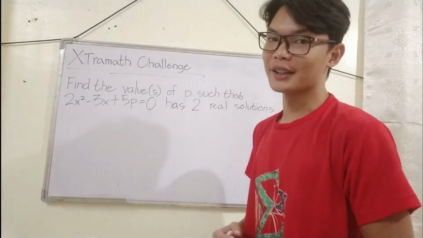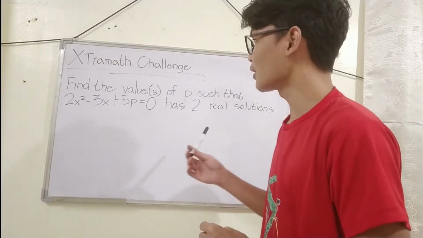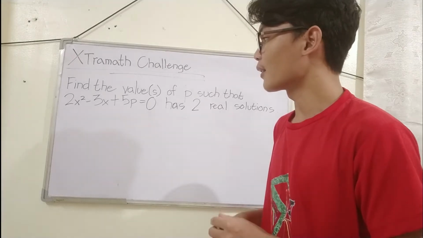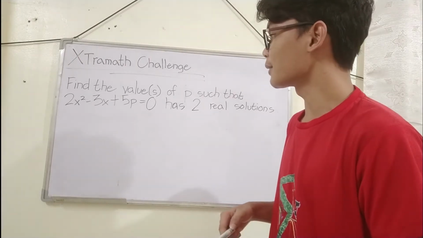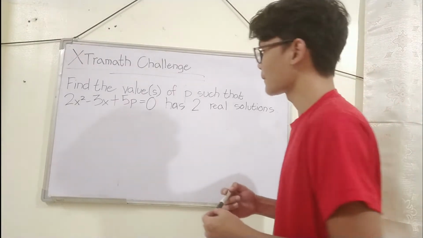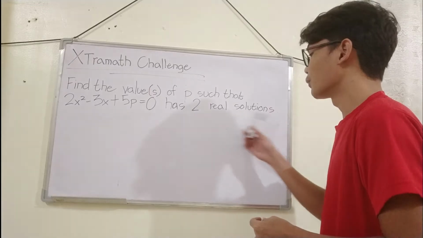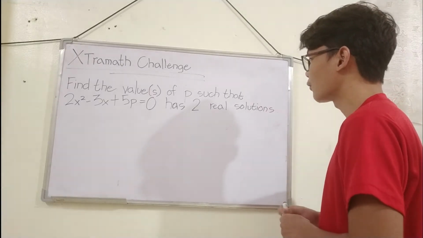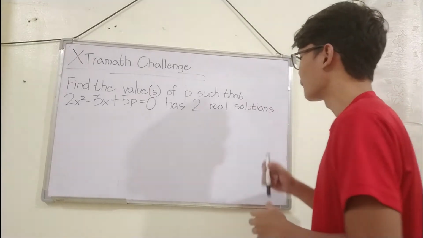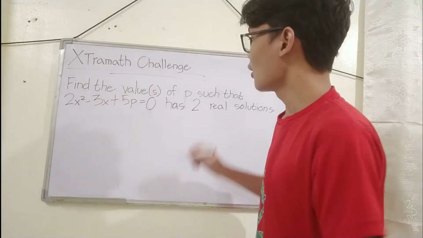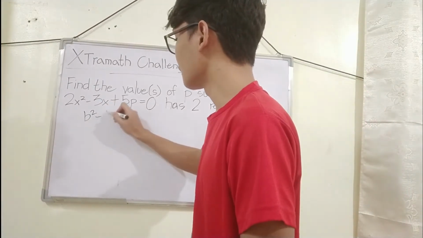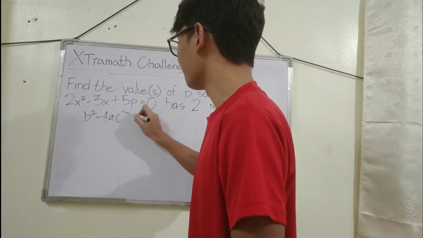I am Hobbiters and this is our extra math challenge for today. Find the values of p such that 2x² - 3x + 5p = 0 has two real roots. So, since we are going to find the real solutions, we will set our discriminant as greater than 0.